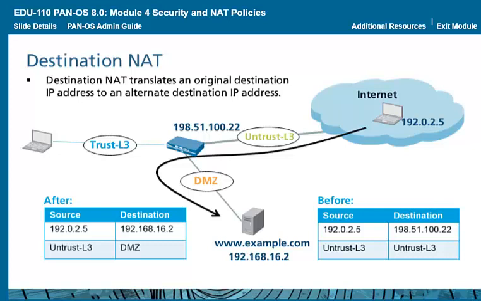In the example shown, a user at an external system with the IP address 192.0.2.5 queries the DNS server for the IP address of the web server www.example.com. The DNS server returns an address of 198.51.100.22, the external address of the firewall interface in the untrust L3 zone. For the packet to reach the web server, the destination IP address must be translated to the private IP address 192.168.16.2.